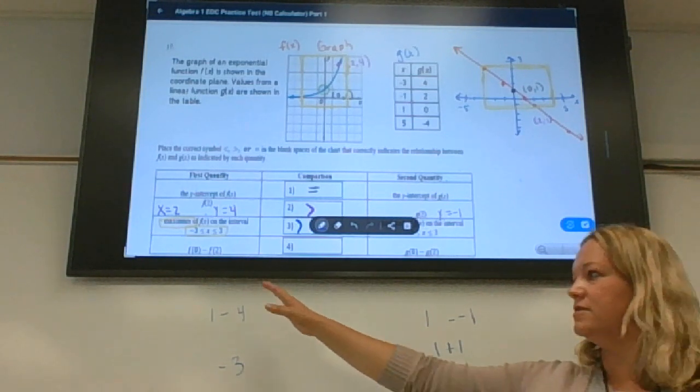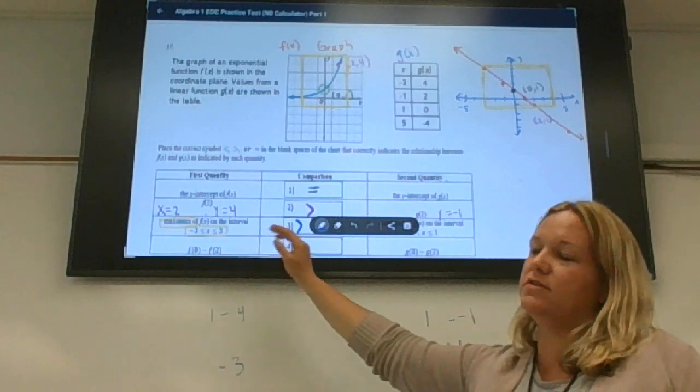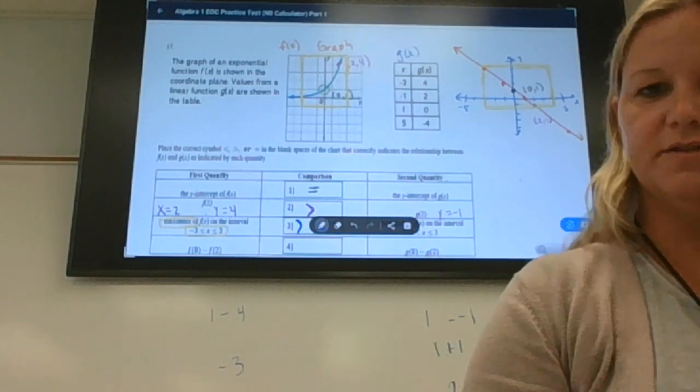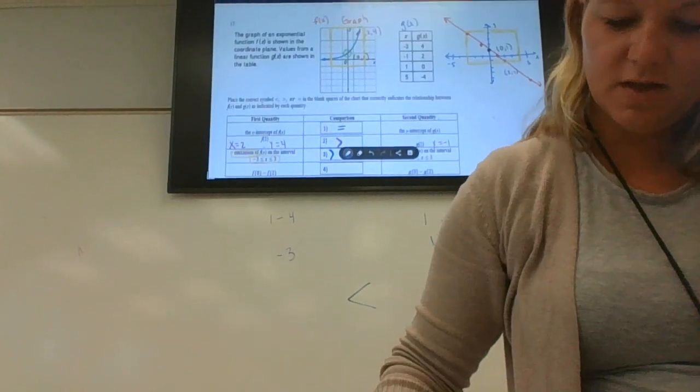These are the y values. So we're subtracting the y values for those x values. I know. That one's pretty tricky. Moving on.